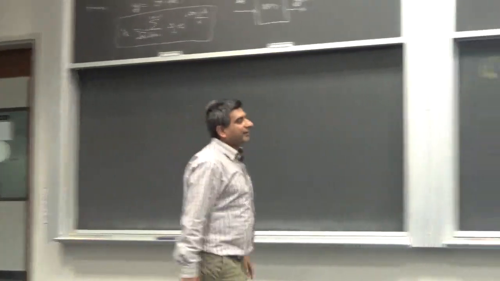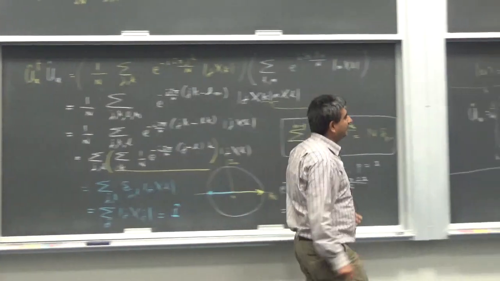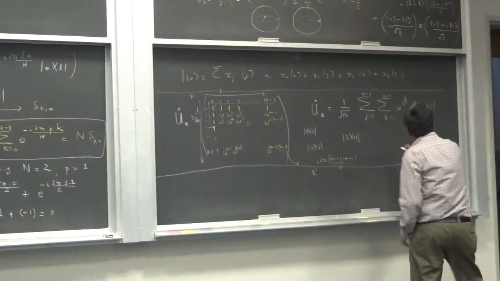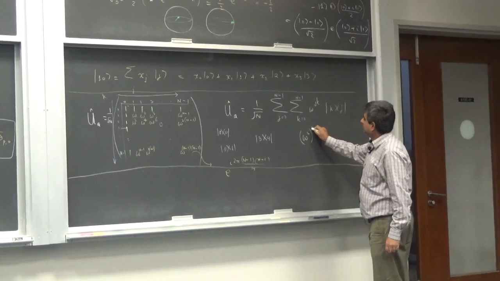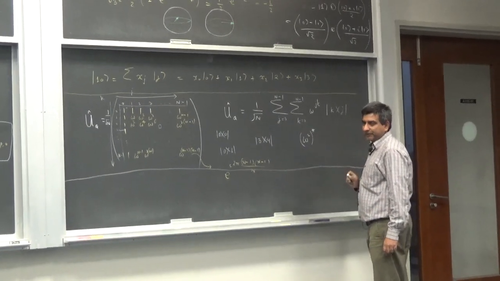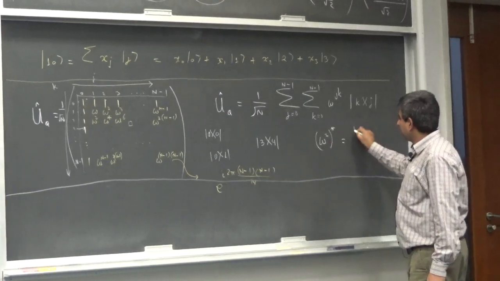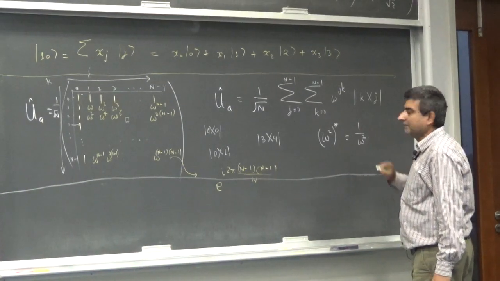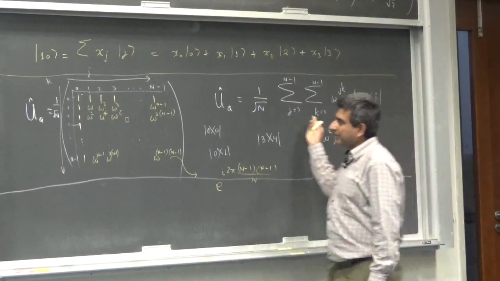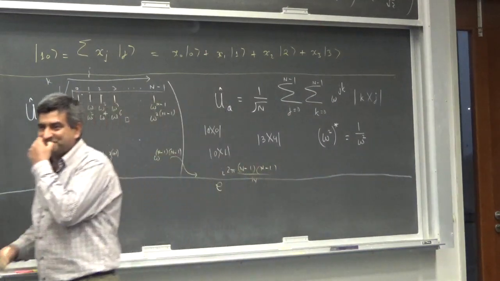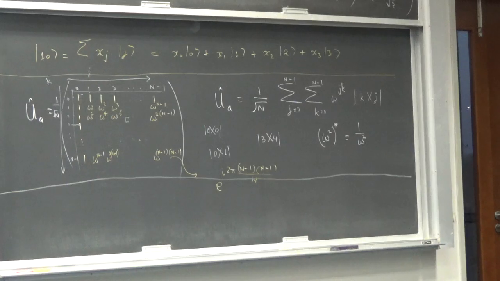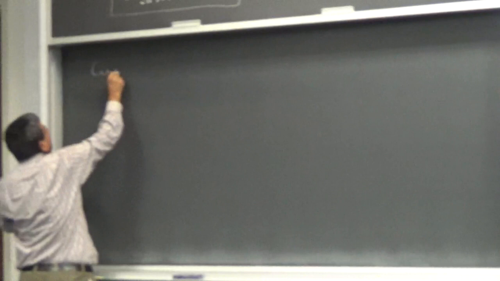Why? Because if I take any element, say omega square, the complex conjugate of this is going to be 1 over omega square. And then this will come into this position. Then you multiply with the original, you get identity. So the circuital implementation.